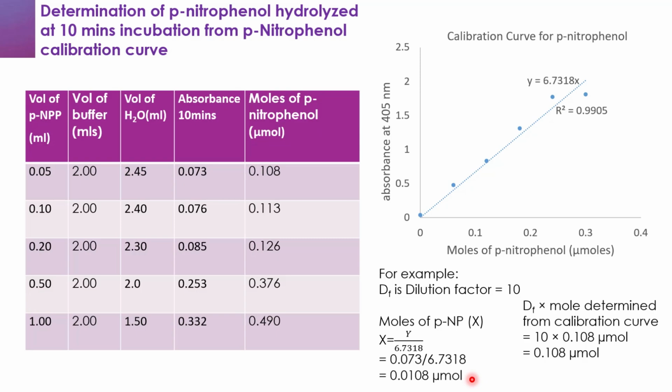So what it means is that to obtain the actual moles of p-nitrophenol hydrolyzed from the artificial substrate by our enzyme, we will have to multiply the moles obtained over here times the dilution factor, which is 10. So to do this, we will get 10 times this, which will give us 0.108 micromole. And if you do the same thing for the second test tube, you will get this as the actual moles of the p-nitrophenol hydrolyzed. For the third test tube, we will get this as the actual moles of the p-nitrophenol hydrolyzed. The fourth test tube, we will get this, and the fifth test tube, we will get this.